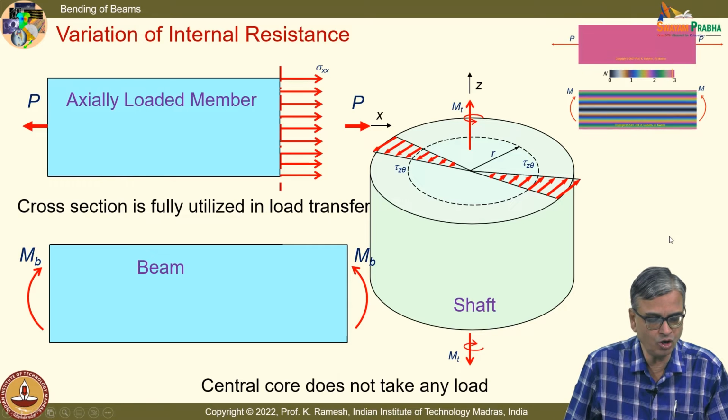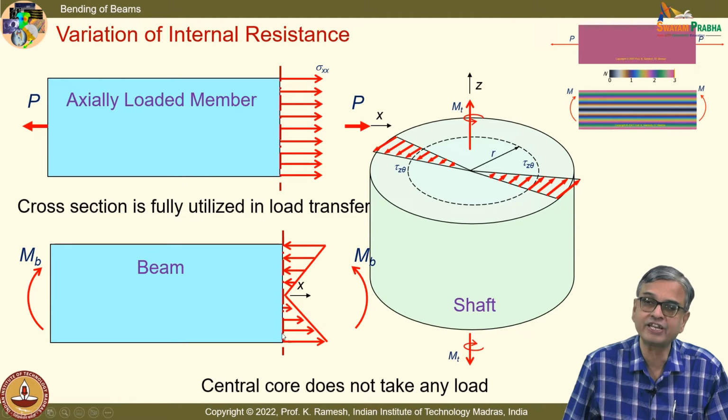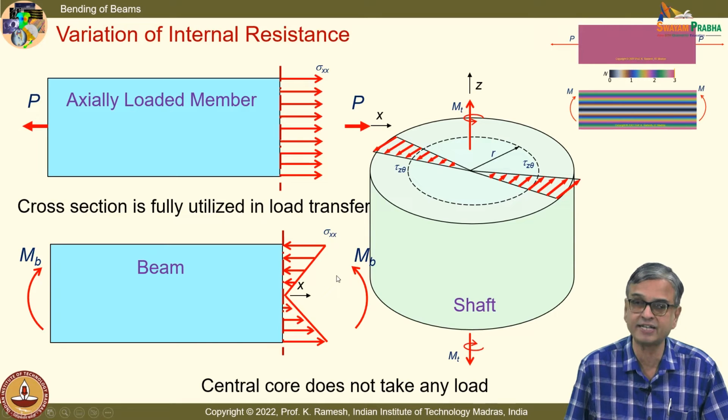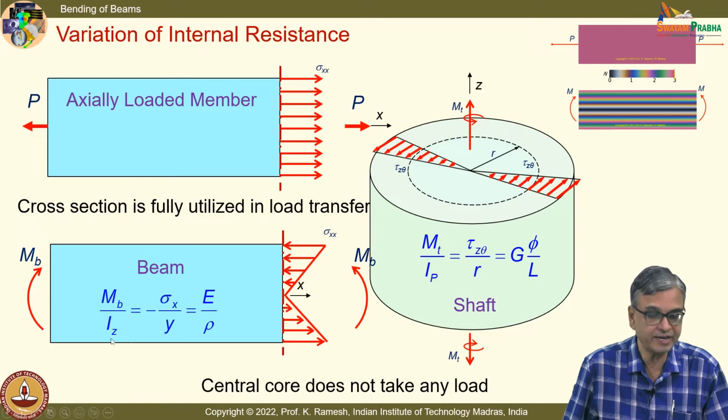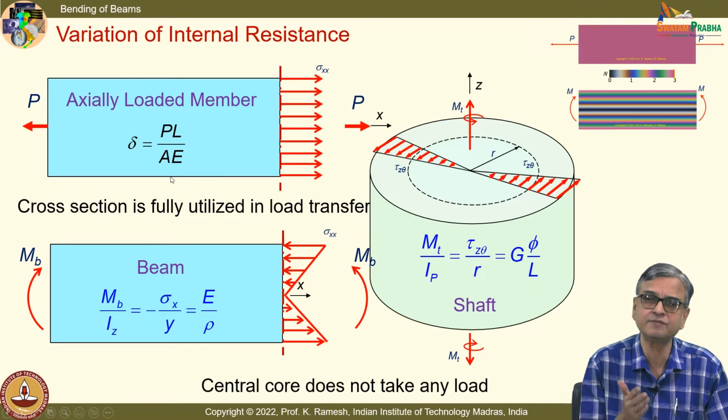And if you move on to the beam, which is transmitting a constant bending moment, here again you have a triangular variation, but this variation is for a normal stress, which is known as bending stress. And you know, whole of this course centers around development of this torsion formula, and then your bending formula. And for an axially loaded member, the elongation equal to PL by AE is a useful relation which we will use in other contexts of the course also.